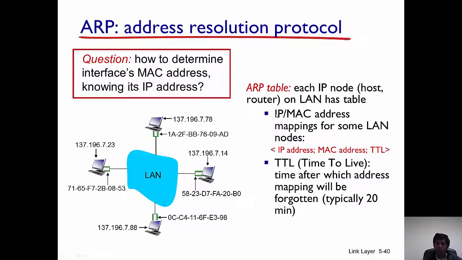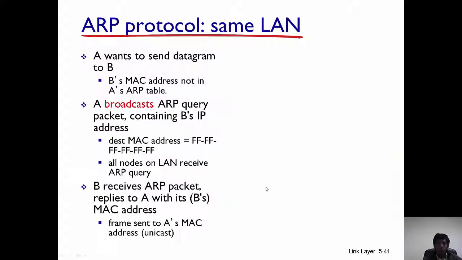You could find some similarities between the way the ARP table is constructed and the NAT table. It's a mapping between the IP address and the MAC address. Once you have the ARP table, the ARP protocol helps a host determine the MAC address of another host. Let's see how the ARP protocol works. The ARP protocol works within the same LAN, because you want to send a datagram from one node to the other, and if it's within the same LAN, you will need to use MAC addresses. So let's assume that A wants to send a datagram to B.